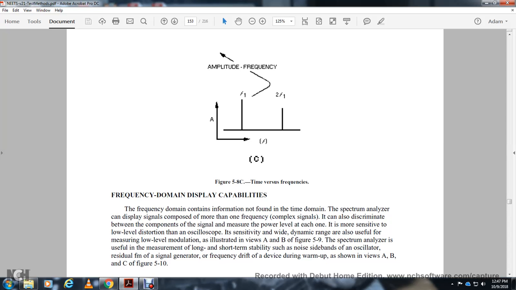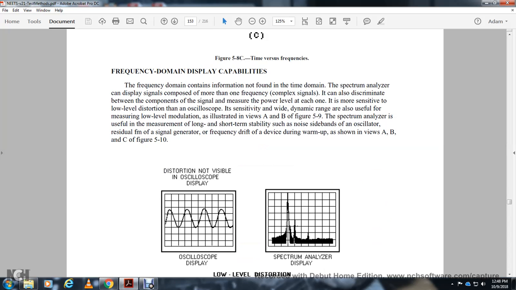The frequency domain contains information not found in the time display. A spectrum analyzer can display the components of a signal with more than one frequency, discriminate between the components, and measure the power level of each one. It is more sensitive to low levels of distortion, and with its oscillator sensitivity and dynamic range it is useful for measuring low levels of modulation, as illustrated in views A and B of figure 5-9. The spectrum analyzer is also used to measure long and short term stability, with no sideband of the oscillator, residual frequency modulation, signal generator frequency drift, and device warm up, shown in A, B, and C of figure 5-10.